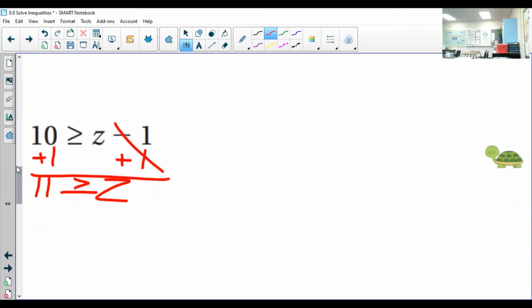Okay, we have to flip this. Our variable is over here on the right. We can't have that. So we're going to put z over here. We're going to flip the inequality and do 11. Then I can graph it.